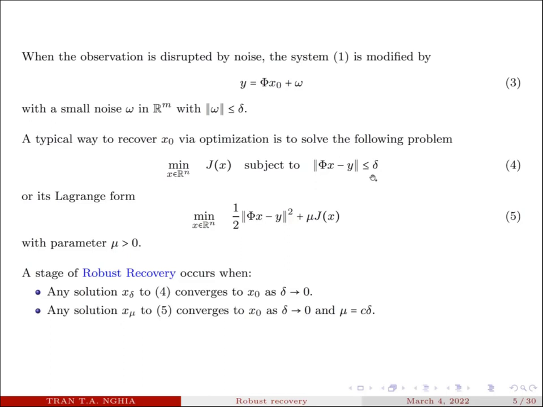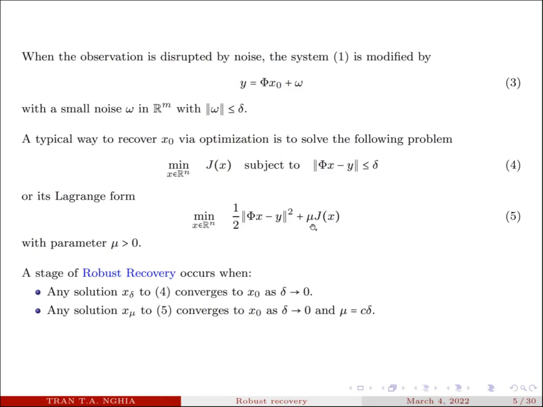Sorry, the baby is crying, but problem 5 right here is easier to solve than problem 4. There's no constraint for this one, and part of the cost function, this linear least squares function, is a quadratic function. I'm sorry, it is completely differentiable, and of course we can take the derivative of this one easily. There are many different algorithms to solve problem 5.